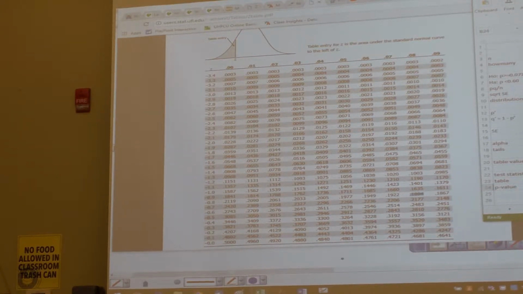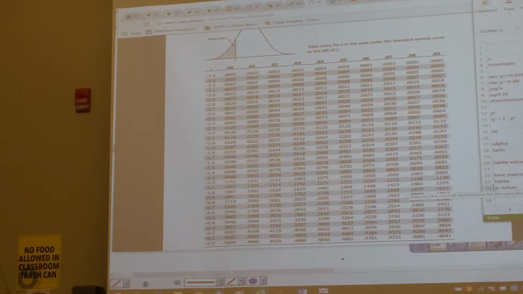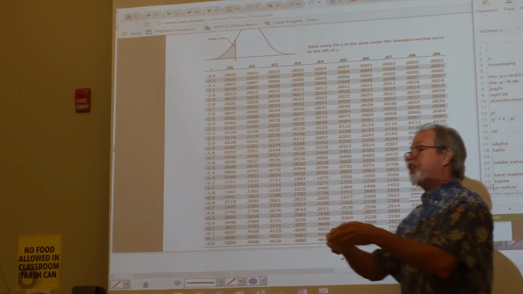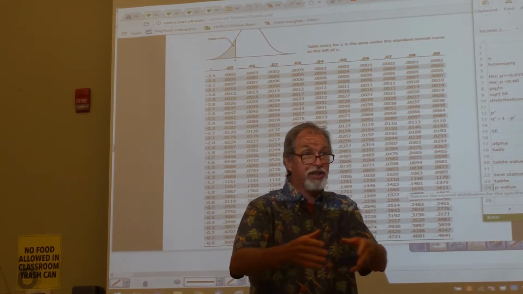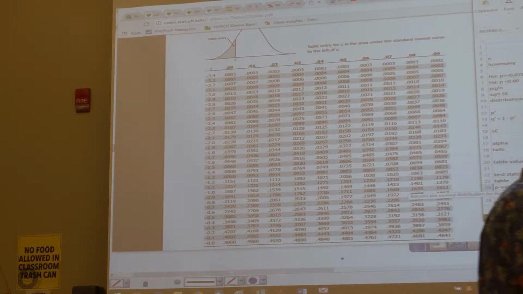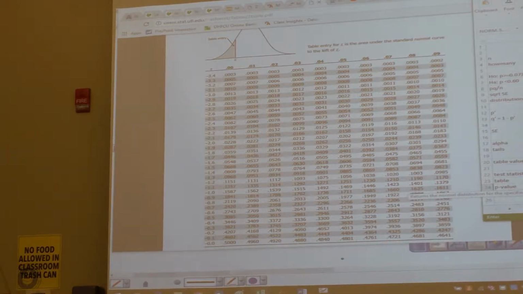And what's another name for the Z? Normal. So I can type in, and I start typing in normal. Okay? And I get a whole list of things here. Now, am I trying to get a Z value, or am I trying to get a probability? A probability. The p-value is a probability.